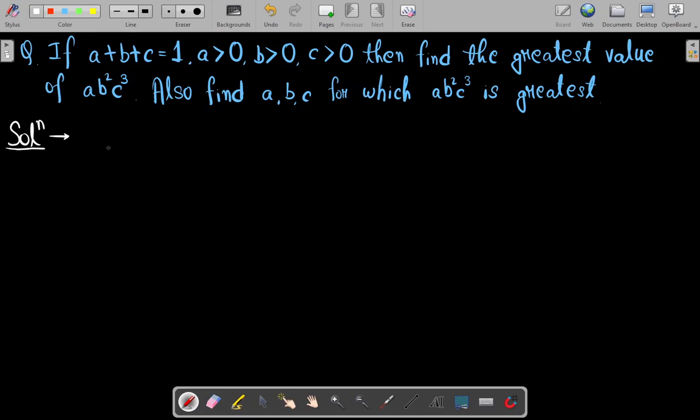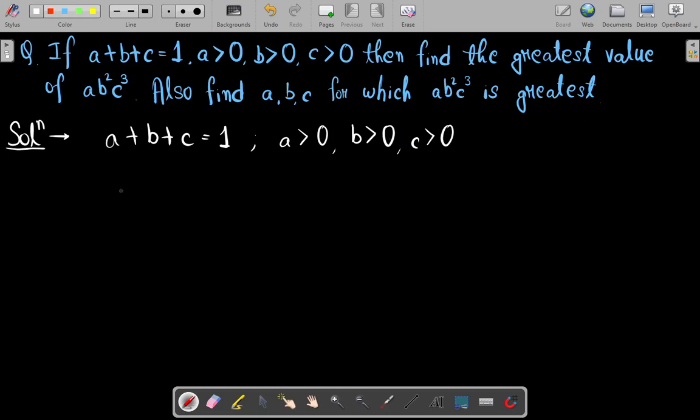Okay. So usually these greatest and least value questions require some inequality such as AM greater than GM, etc. First of all, that AM greater than GM inequality holds only for positive real numbers. So we are already given that condition. We are given that a plus b plus c, the sum, is equal to 1, and a greater than 0, b greater than 0, and c greater than 0, which are positive real numbers.